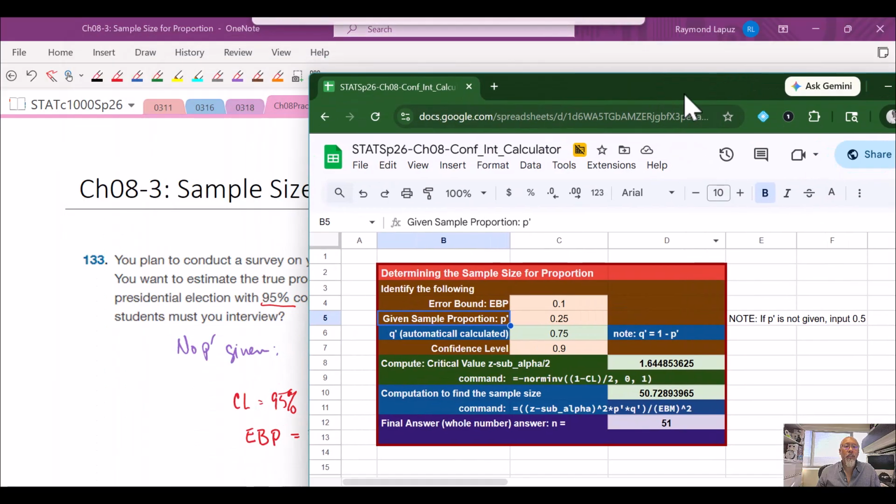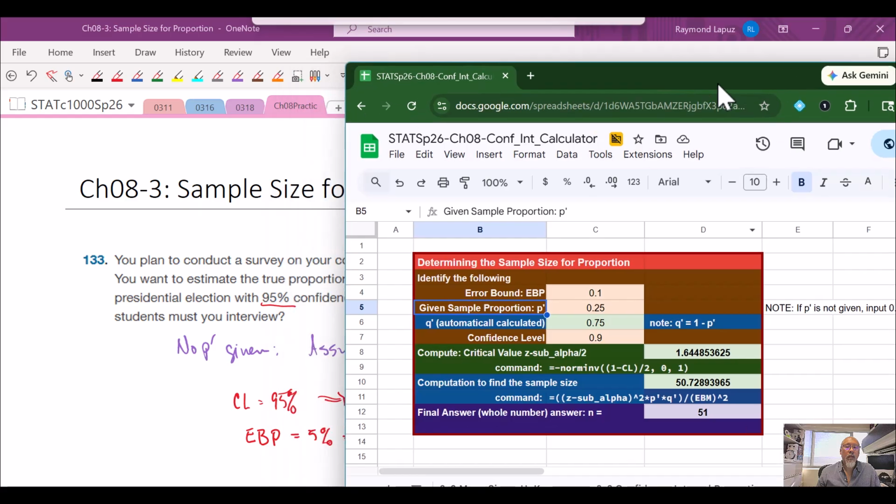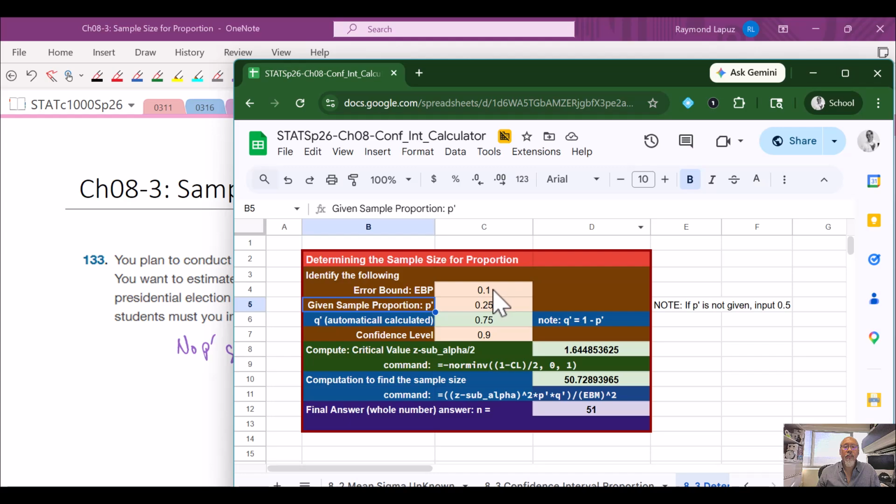So what is our error bound? 5%, so let's put 0.05 here. Our sample proportion is not given, so we're going to assume this is 0.5, and automatically q is going to be 0.5. Then our confidence level was 95%, 0.95, and we get our z sub alpha over 2 as 1.96. And now our sample size gets really big.